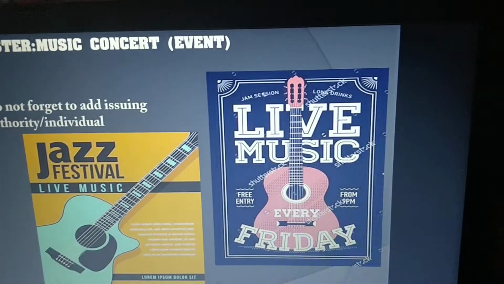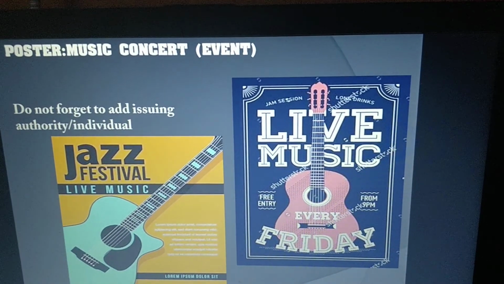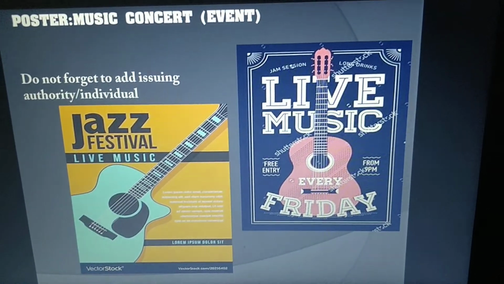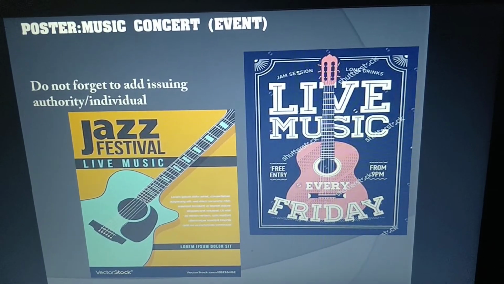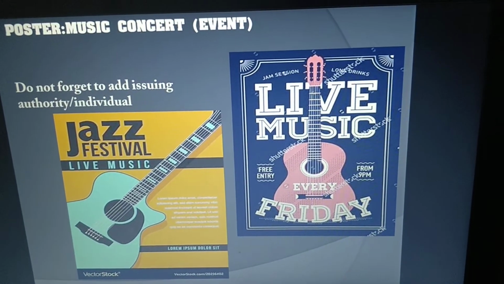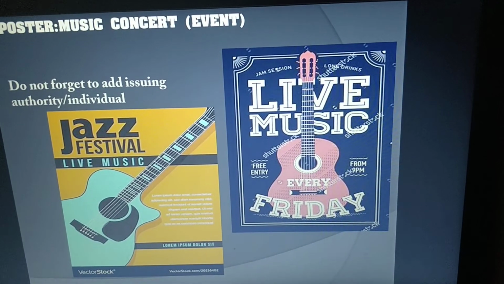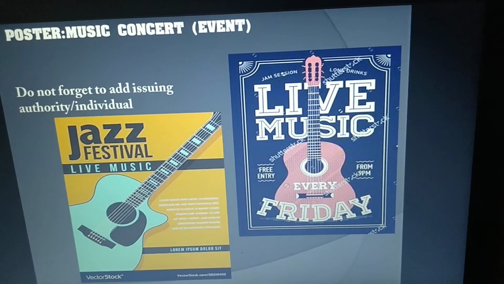Okay. The next one is a poster on a music concert, which falls under the category of events. You can see in the poster here that for the visual impression, a guitar has been made, and then there is the mention of all the people who will be attending the event, and then date, time, and venue. Okay, I think it is very clear to you.